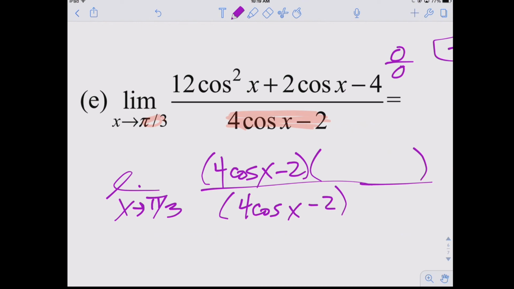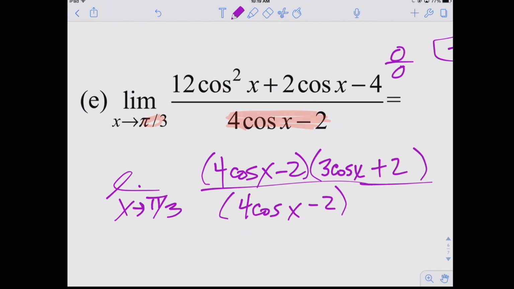If I need to multiply the first terms to get 12 cosine squared, and I already have a 4 cosine, the next factor in the front needs to be a what to get a 12? A 3, and of course another cosine. Now let's look at the last term. I have a negative 2, and I need to get a negative 4, so this last term needs to be a positive 2. Now all we have to do is check to see if we get the middle term. We need a positive 2 cosine.